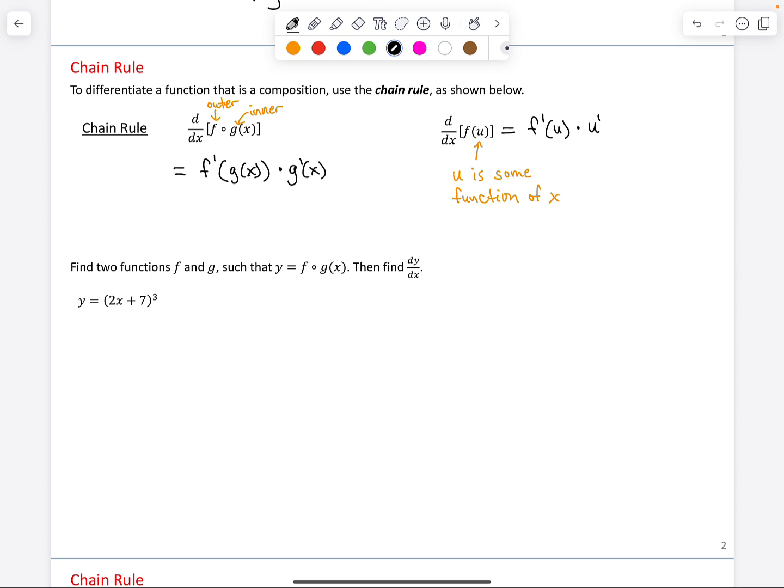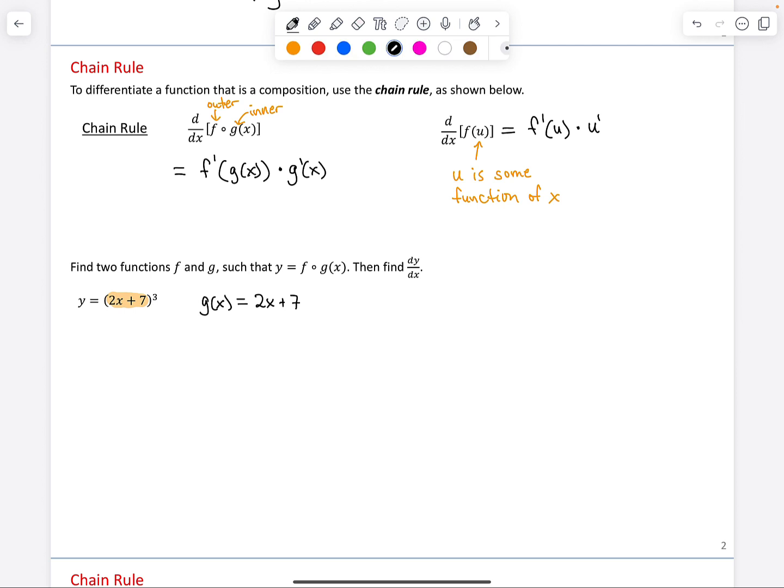All right, let's apply this rule by finding two functions f and g such that y is equal to f of g of x. Then we're going to find dy dx, the derivative of that composition. So here's our y function. x is the input variable, indicated by this x down here. Again, there are infinitely many ways to come up with an f and a g such that f of g will equal this function. But the method that will be useful to us will be to think of what's inside the parentheses here as your g of x. So g of x, the inner function, is 2x plus 7.